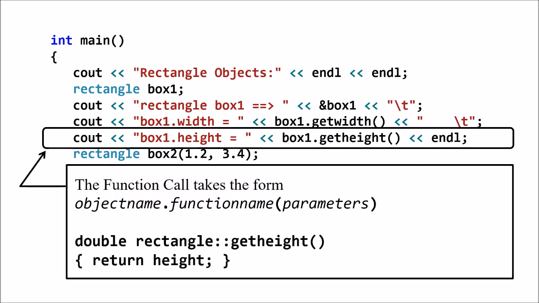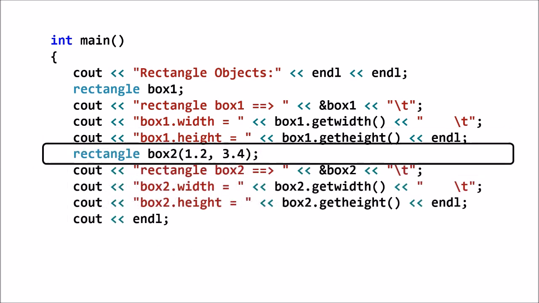So the line prints out a bit of text and then inserts into the output stream the value that is returned from the box1.getHeight function call. When that function call is executed, it goes to the class of rectangles, and it calls up the member function called getHeight. And the getHeight function simply returns the height data member of the object. So this will return the value of box1.height, and that number is then printed on the monitor, and then an end line.